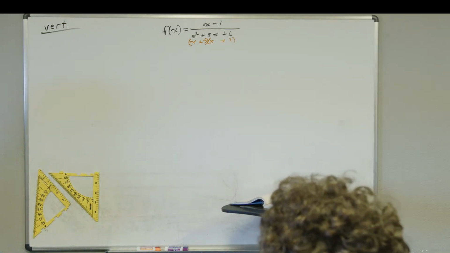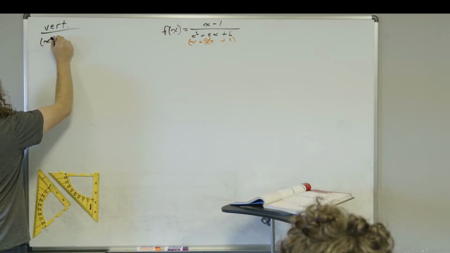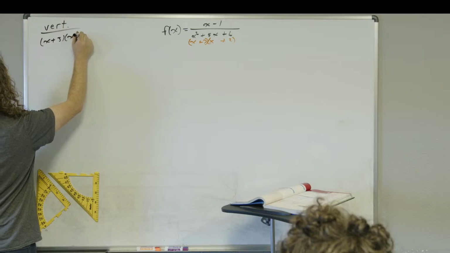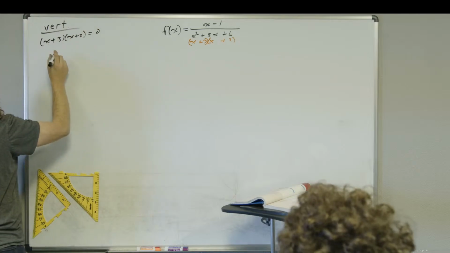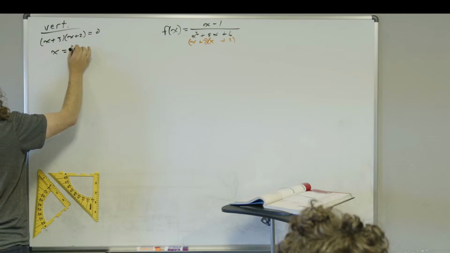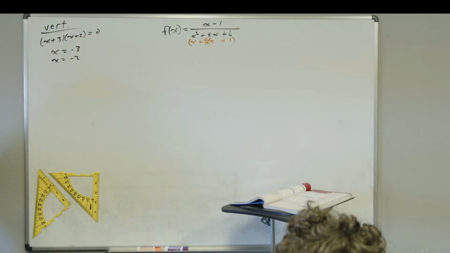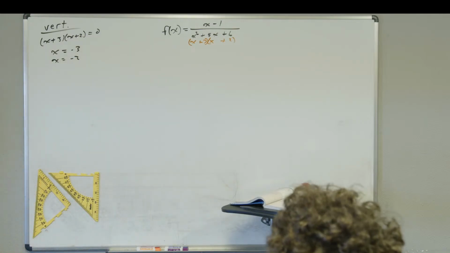Set the bottom stuff as 0. Yeah, so the denominator equal to 0. X plus 3 times x plus 2 equals 0. We solve each one of those and we end up with vertical asymptotes at x equals -3 and x equals -2. Great. Now what? Horizontal.